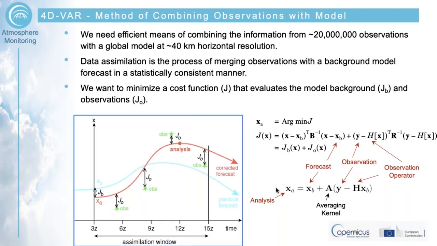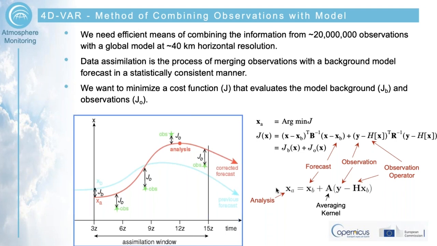So I mentioned earlier this process of data assimilation. This provides us with a means of combining the information of a huge number of observations with our global model. And to do that, we need to take into account the background statistics of the model and of the observations. And so this data assimilation process provides us with the means for bringing together the observations and the model to provide something which is a combination of both and which more accurately reflects the true state of the atmosphere. And we do this by minimizing a parameter called a cost function, which is denoted by the letter J, and is given by this rather complicated looking equation.